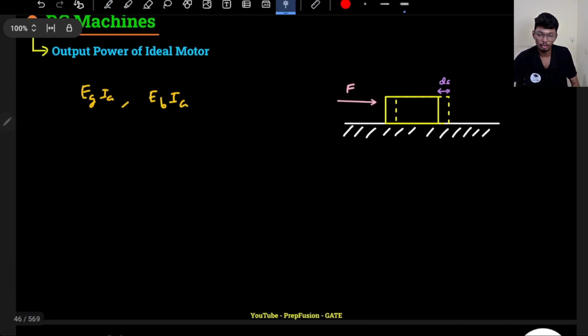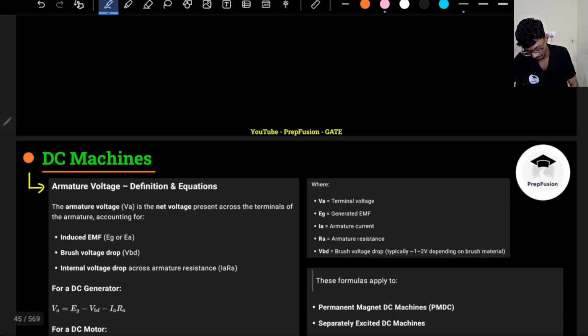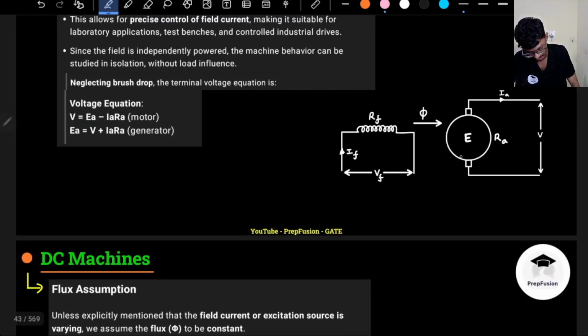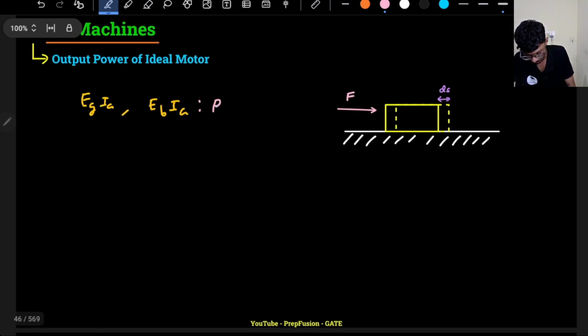So how do I quantify it in terms of mechanical power? This is the mechanical power that is getting converted. This is the power available at the shaft. This thing is called the shaft. These are the quantities that give the power available at the shaft.